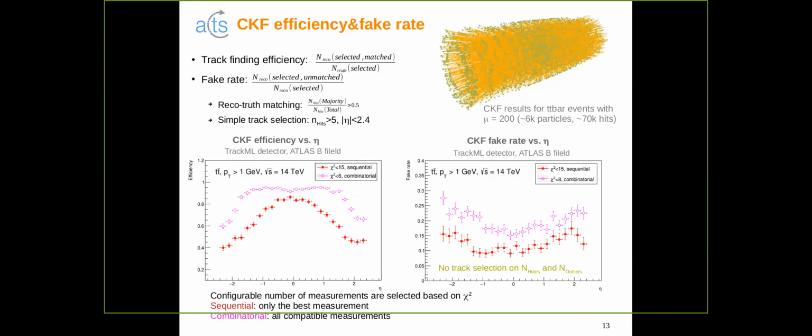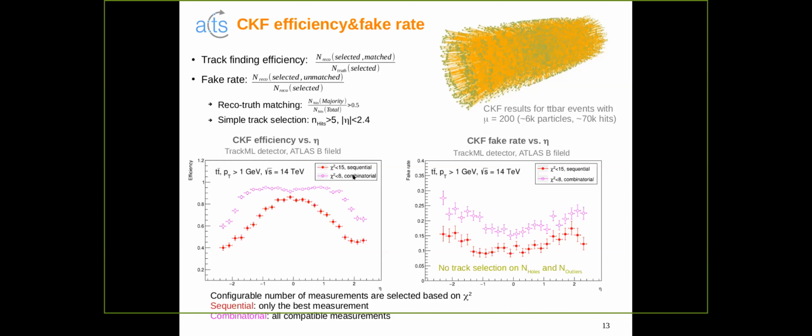So the track finding efficiency and the fake rates are defined based on the recall and truth matching probability like this. And also there are some very simple track selection based on the number of hits and also the eta region. And currently we have the results. This is the result for the TD bar, and we are using two different selection strategies for the cluster.